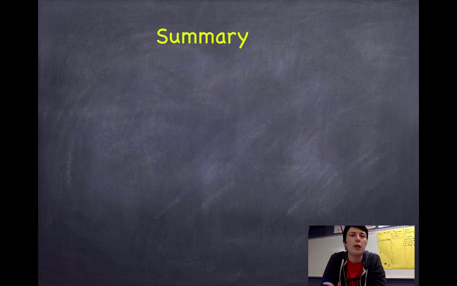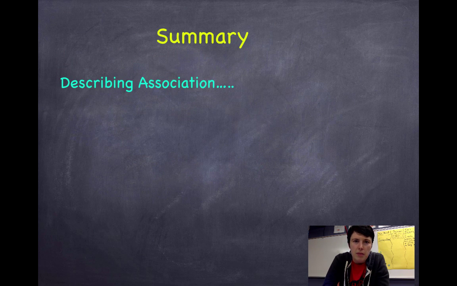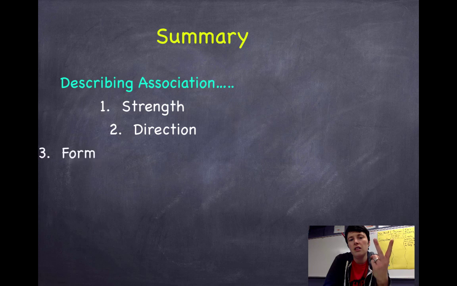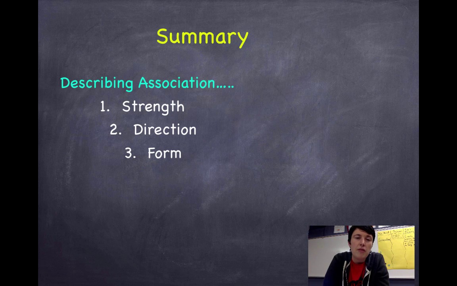Okay, so to quickly summarize this video, here's the big thing you need to walk away knowing. When you're describing association, there are three things we look for: strength, direction, and form. Strength, direction, and form. And if you can write a good sentence with those three pieces in it, then you have how to describe association. You have that piece down when it comes to studying data.